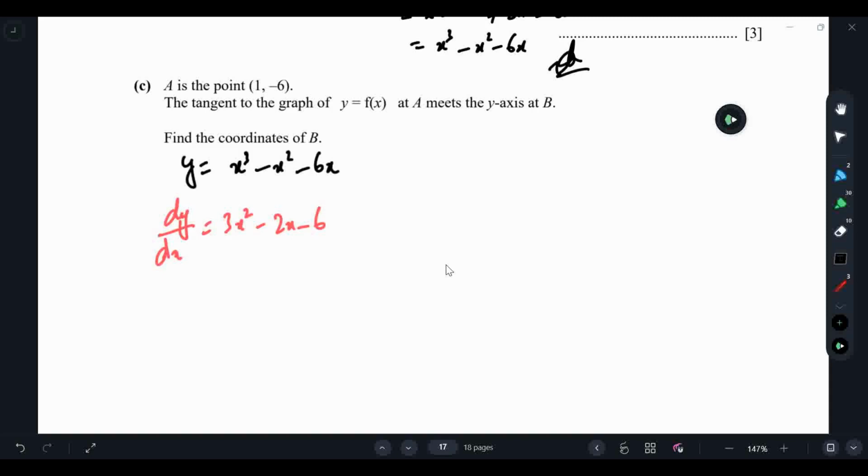And we know that the gradient of the curve at A, we just need to put the value 1 over here. So 3 into 1 square minus 2 into 1 minus 6. So 3 minus 2 minus 6. So this will be equal to minus 5.